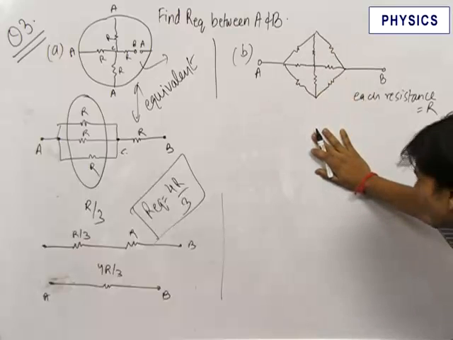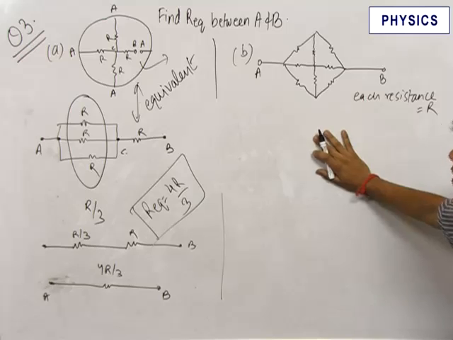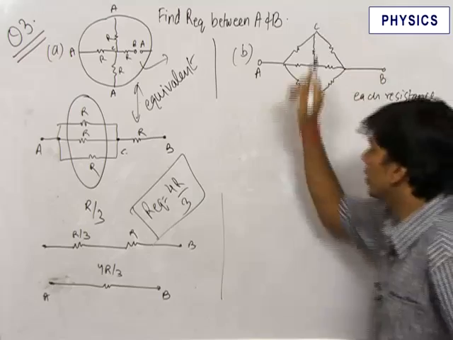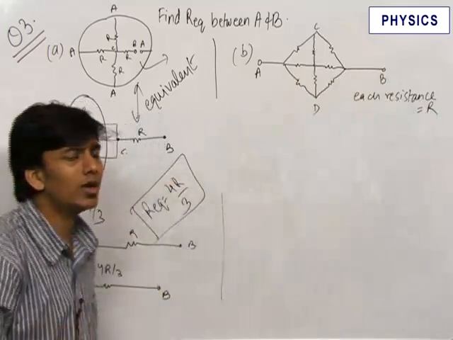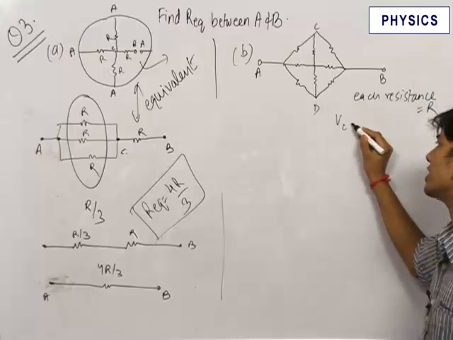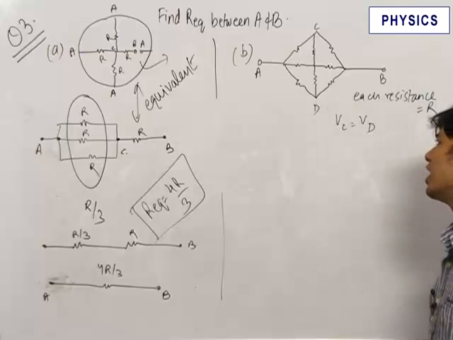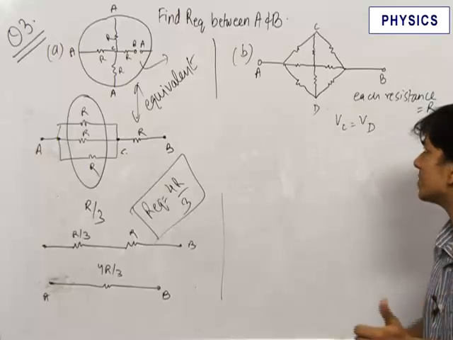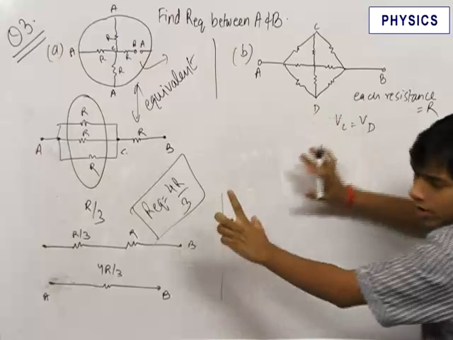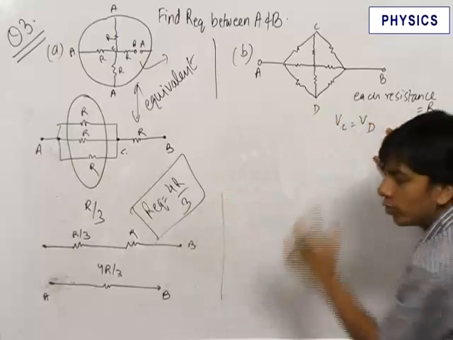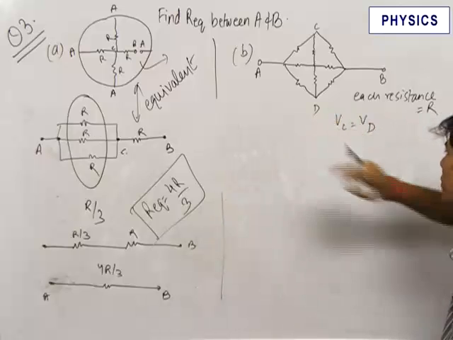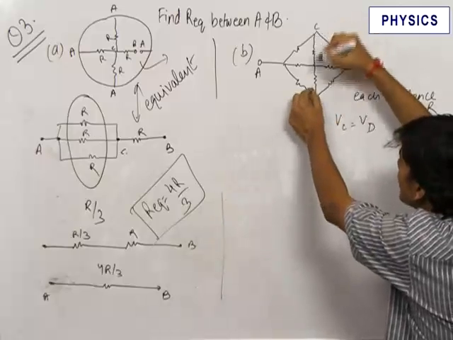Now, one thing you should notice in this question is that there is no biasness between this point C and D. The points C and D are totally similar. There is no difference between these 2 points. So whatever will be the potential at C, it will be equal to the potential at D, because there is no biasness. When you apply a potential across A and B, these points C and D are totally similar. Therefore, the potential at these points has to be the same. So, if their potential is the same, these 2 points can be joined.